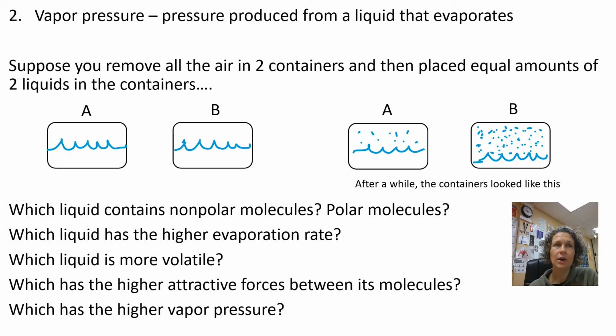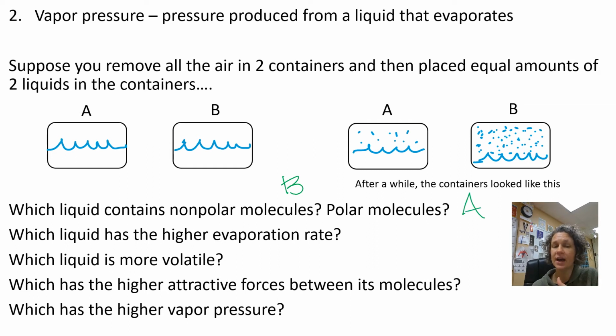molecules are going to stay together better. Water is a polar molecule. It evaporates, obviously, but it takes a lot for water to evaporate. So anyway, A or B, which contains nonpolar molecules, that's going to be B because it has evaporated more, and then the polar molecules would be A.